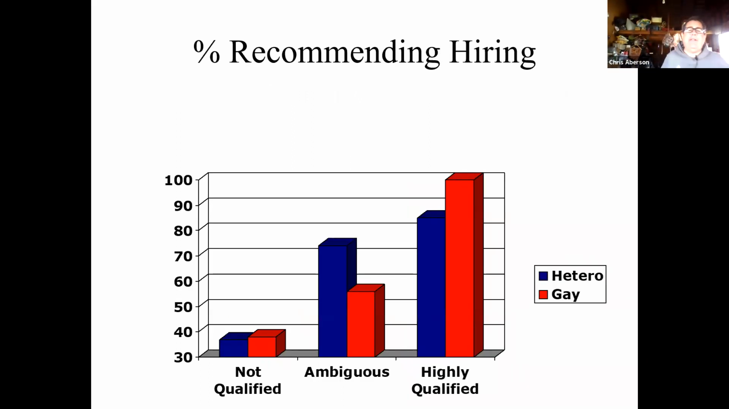And then for hiring recommendations, we see another type of interaction. We see not qualified and then ambiguously qualified, the heterosexual applicants were recommended more highly. But then for highly qualified, we see kind of a rebound effect, where the gay person is getting even better hiring recommendations than the heterosexual person. So again, we see different effects at each of the different levels in this case.